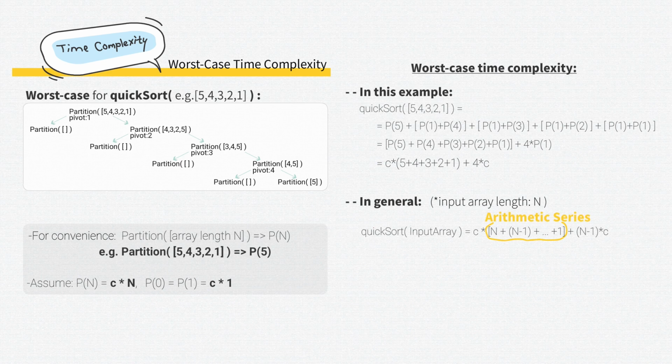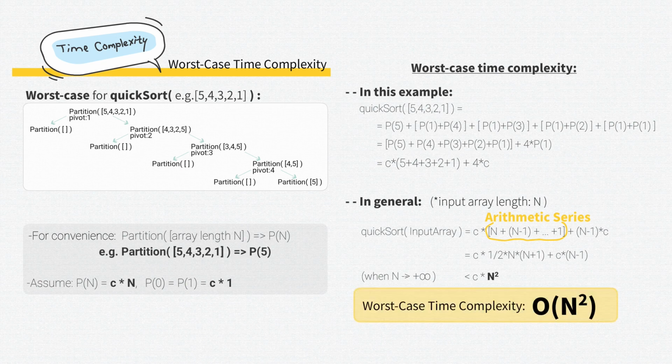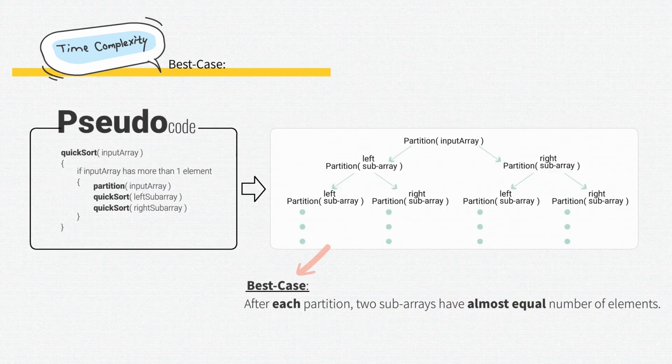Since this is an arithmetic sequence, the result is like this. When n approaches positive infinity, we can use n squared to describe the time it takes to quicksort the array. So the worst case time complexity is big O of n squared.